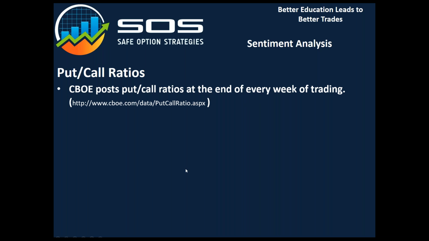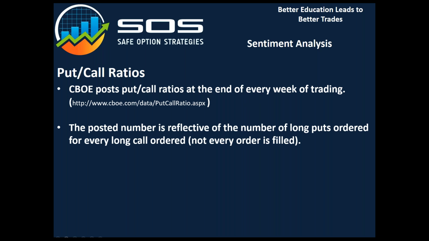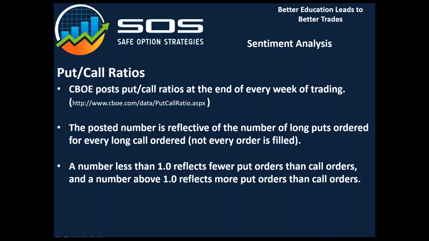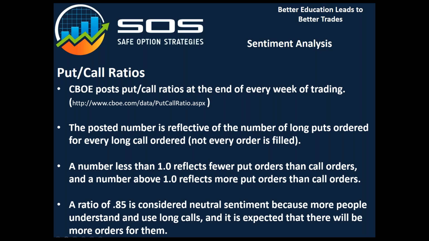I love it. Okay, put-call ratios show us the number of long puts to long calls that are ordered, not necessarily filled. Put-call ratios do not tell us the number of orders being filled. They tell us the number of orders being placed on puts versus calls, generally speaking. A number of less than 1.0 reflects fewer put orders than call orders, and a number above 1.0 reflects more put orders than call orders. So we'll look at some examples of this.